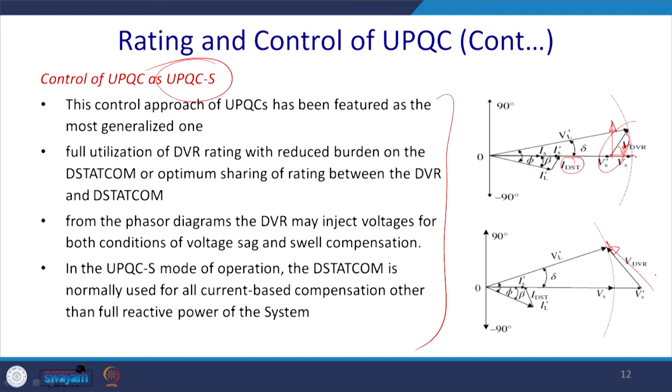So, thus what we can say here, this control approach of this power quality conditioner has been featured as the most generalized one. Full utilization of the DVR rating with reduced burden on the D STATCOM, or optimum sharing of rating between the DVR and the D STATCOM, has been featured in this UPQC S based system.